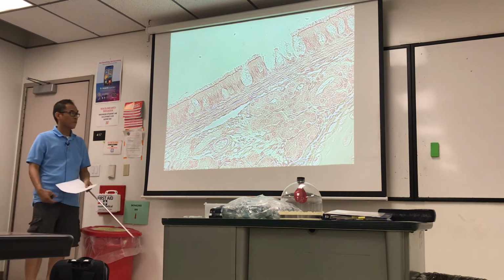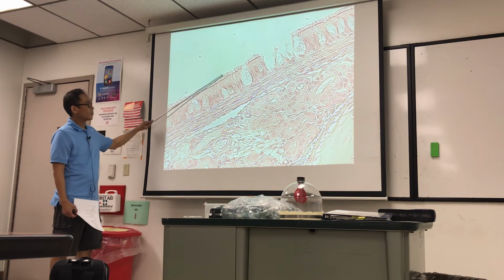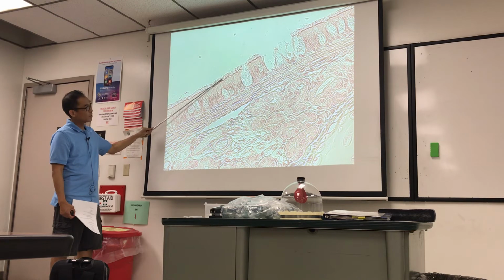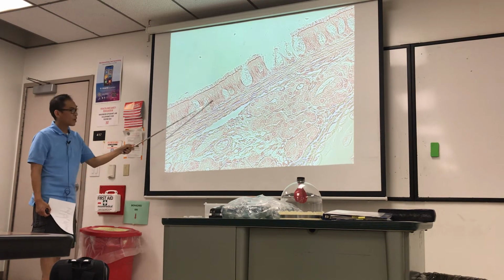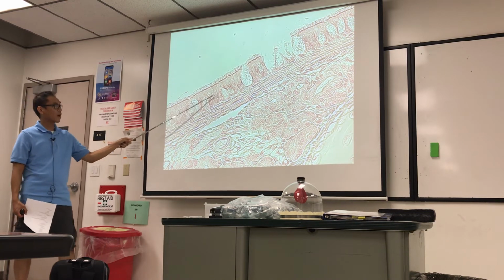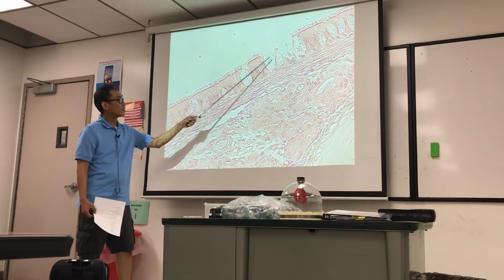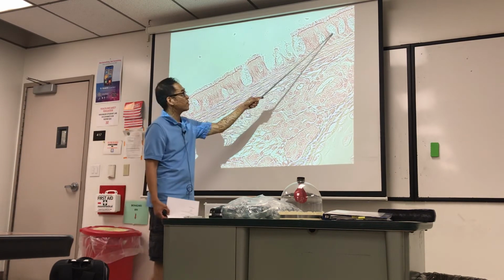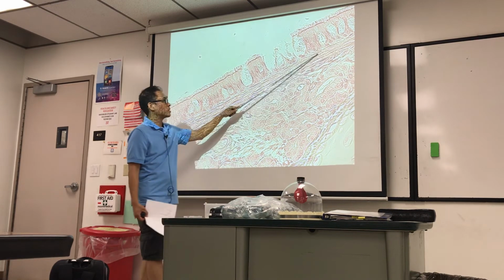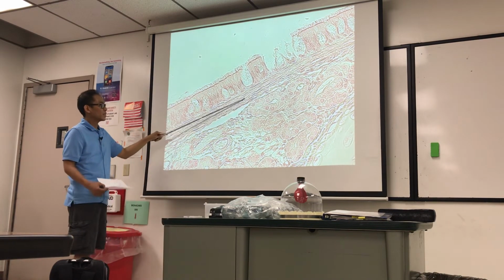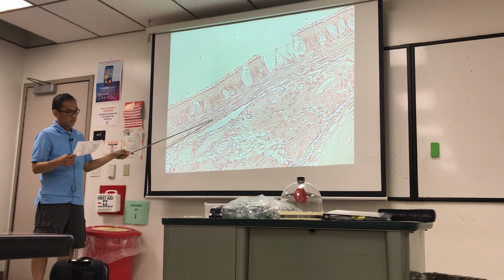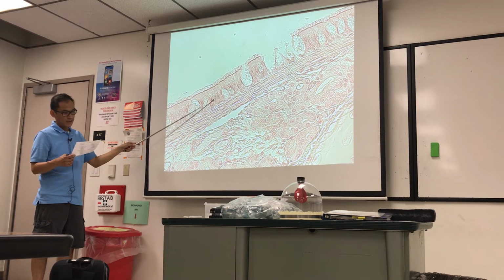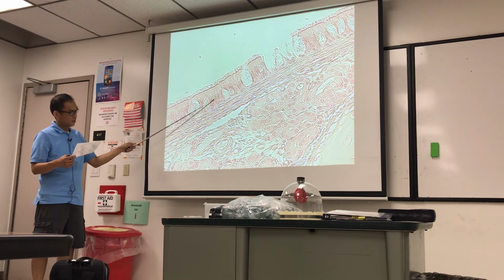Here's a closer up view. This from here to here is mucosa. It's the ciliated pseudostratified columnar epithelial tissue, and all of these are the goblet cells. Goblet cell, goblet cell, goblet cell, goblet cell. There's a ton of them. This connective tissue is the lamina propria. So once again, ciliated pseudostratified columnar epithelium with the goblet cells.